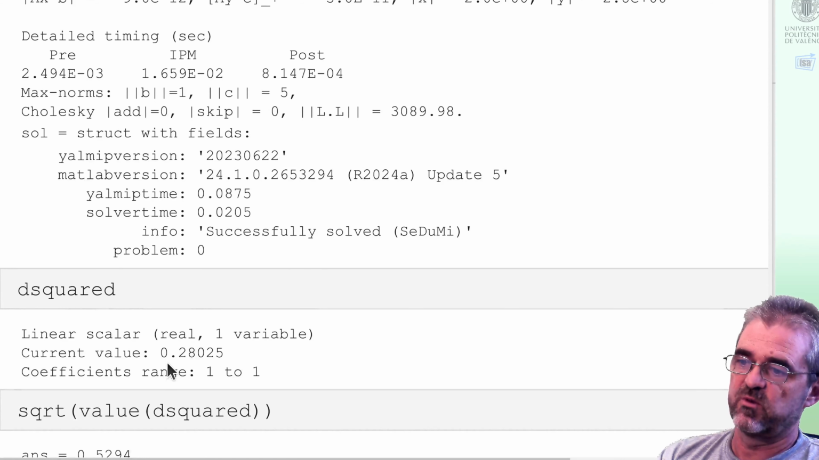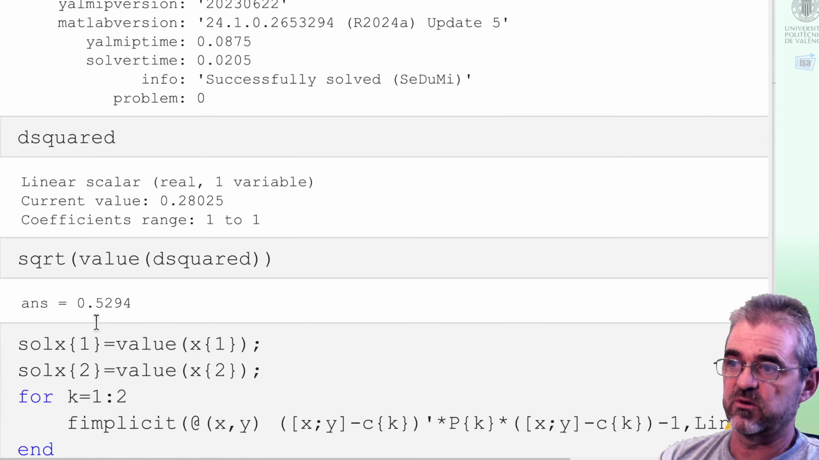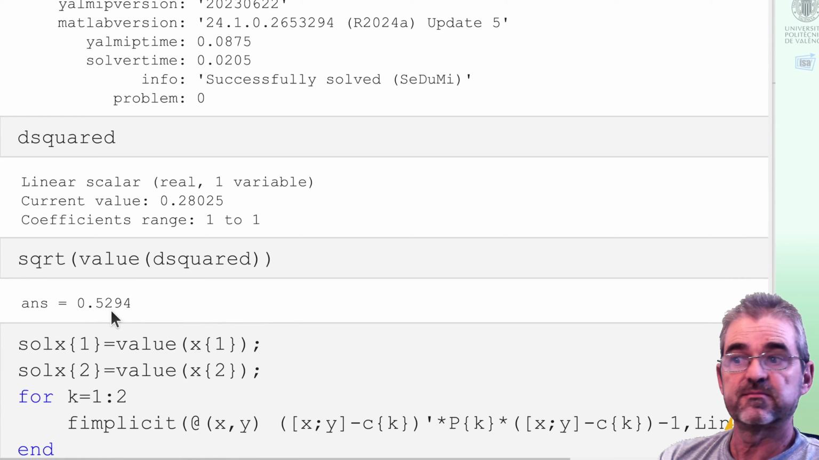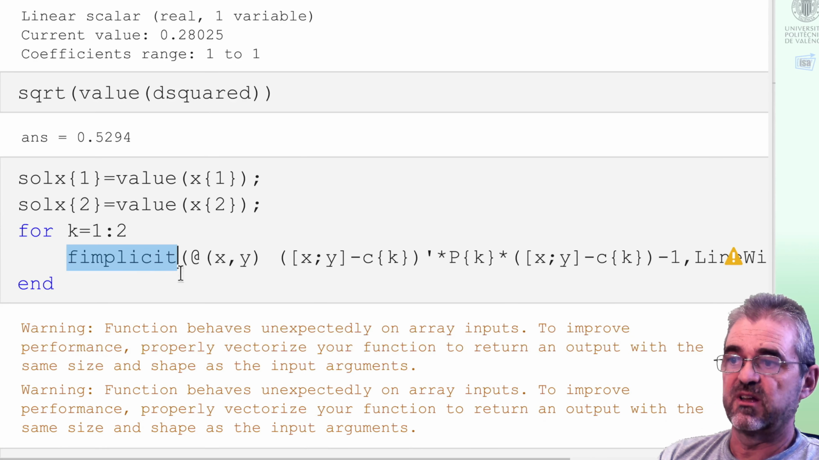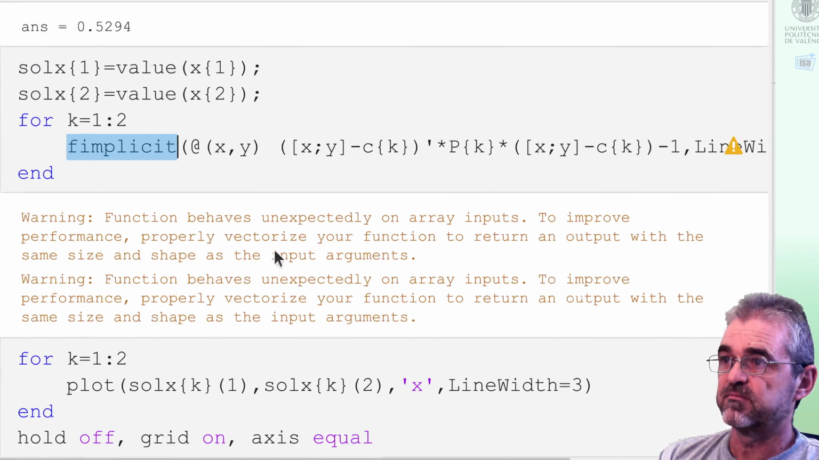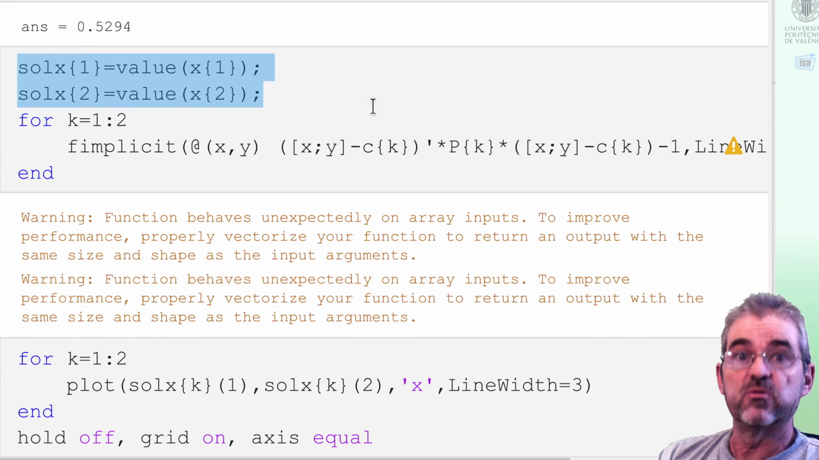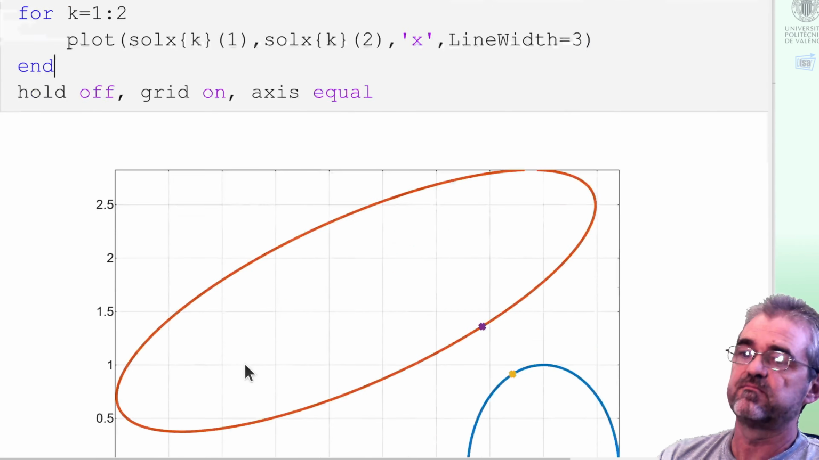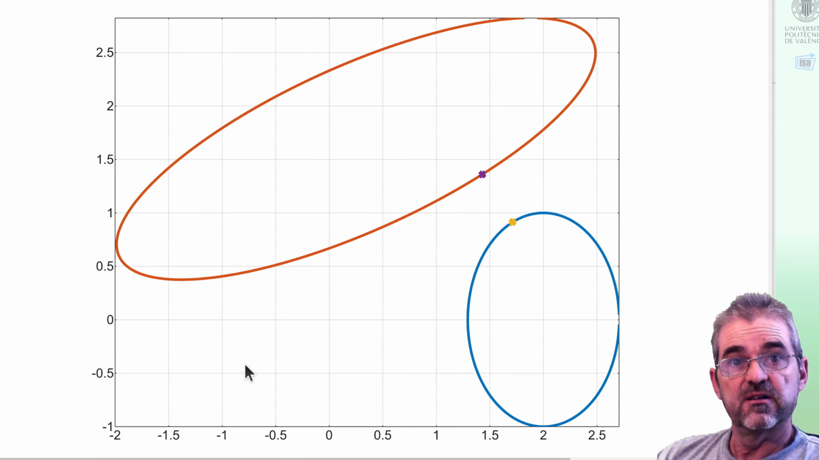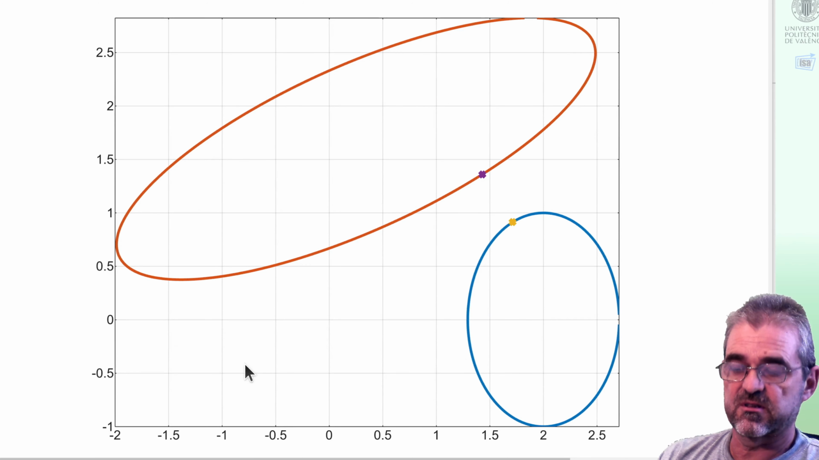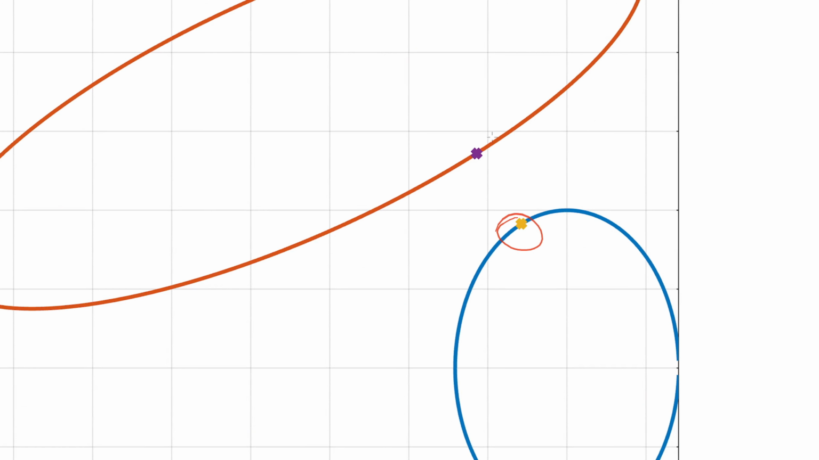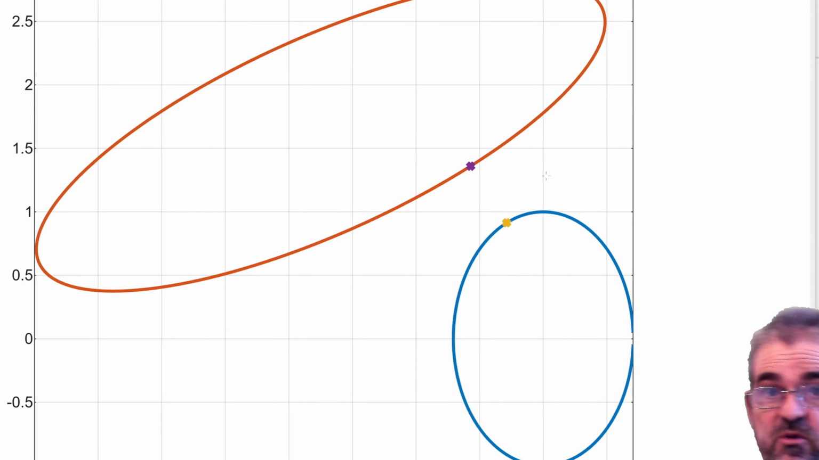So d squared was 0.28 and its square root was 0.53, and then with some implicit plotting function to plot the ellipses and getting the value of the points that the solver found and plotting them, I got these 2 ellipses and the points that gave me the optimal distance which I was seeking, and they showed at the start of this video. So this is it.